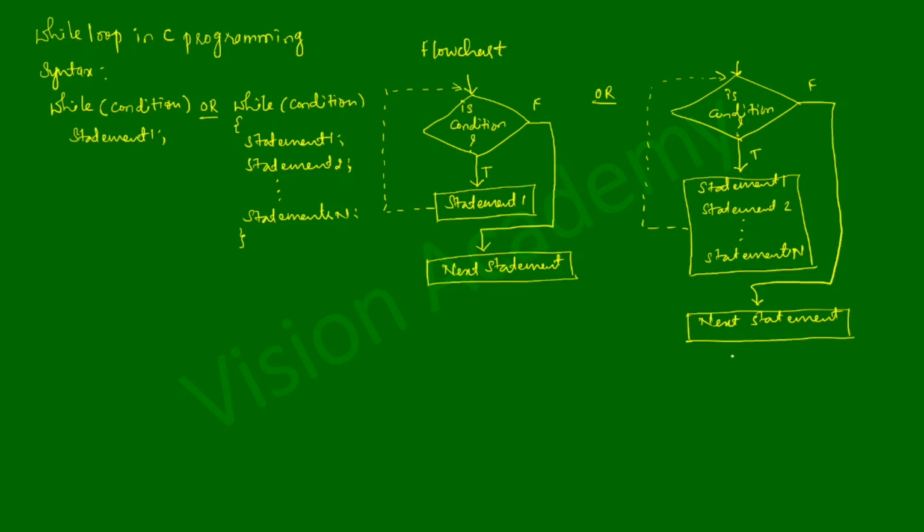Now let us move on to an example. Here in a single line comment, I'm going to write a program to print numbers in descending order using while loop.